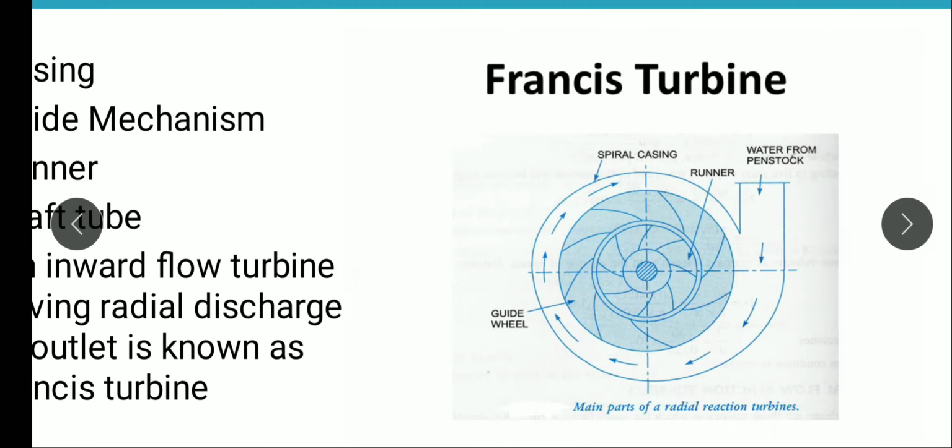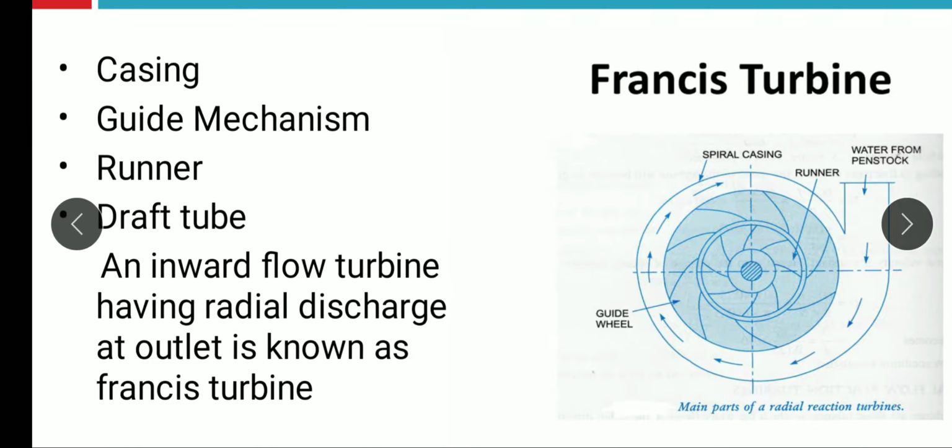This comes under an inward flow reaction turbine. An inward flow turbine having radial discharge at outlet is known as a Francis turbine. In our first unit, we drew inlet and outlet velocity triangles. The outlet velocity triangle is radial when the beta value is 90 degrees. If beta is 90 degrees, the discharge at outlet is radial. The inlet and outlet velocity diagrams we will discuss during the problems.